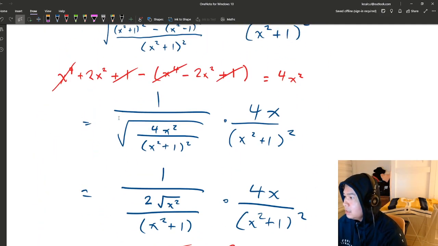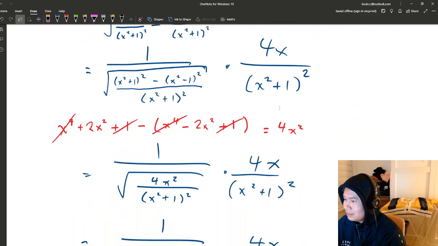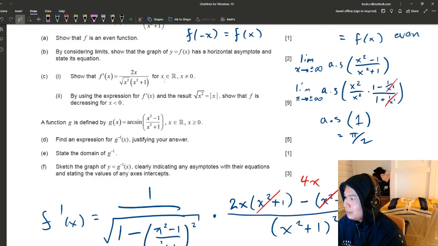That was easy. How much was that worth? 9 marks. Is this not enough to show that? Or is that 9 marks between the two? Oh, it's between part A and B. Or part I and II.